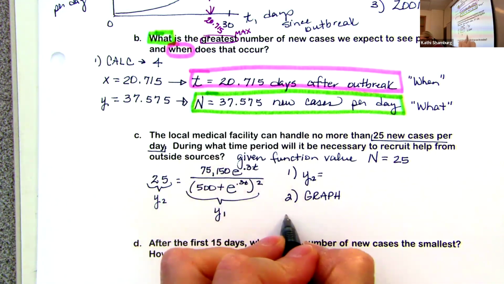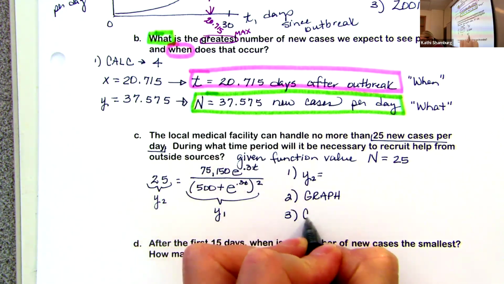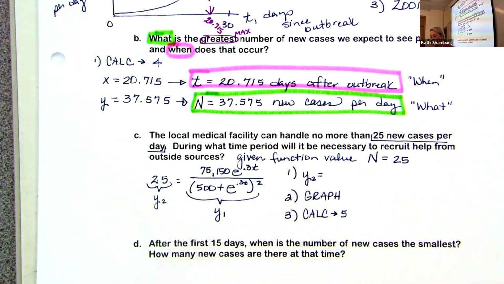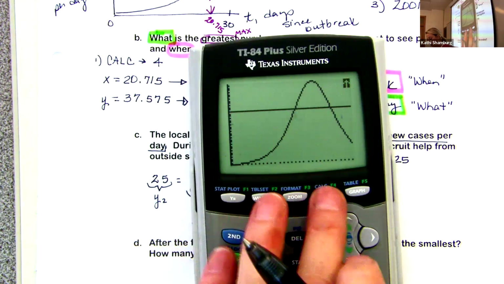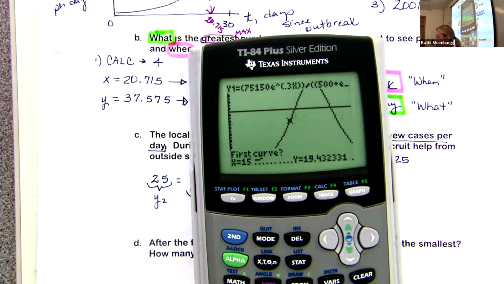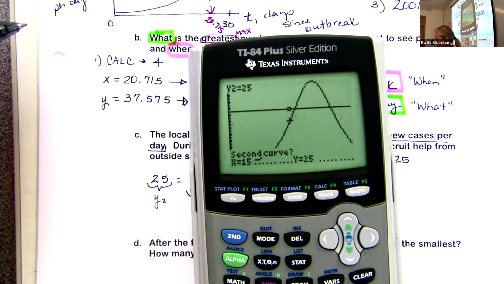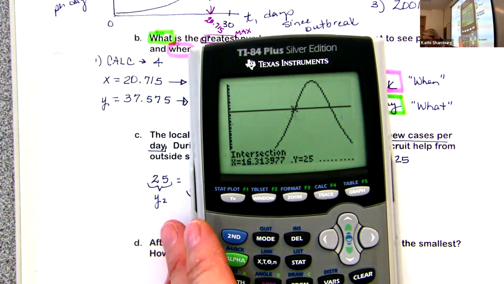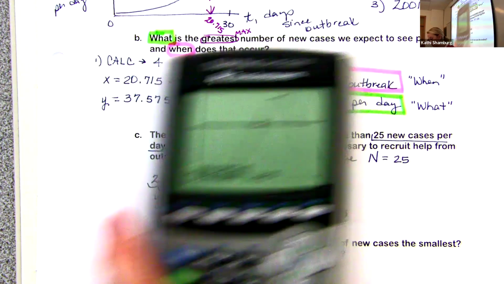So we're going to go to Calc 5. And I want to put it near the first intersection, and mine's near it, so it's okay right where it's at. First curve, enter. Second curve, enter. Yes, enter. And I can see it's going to land on that. And it gives me x equals 16.314.